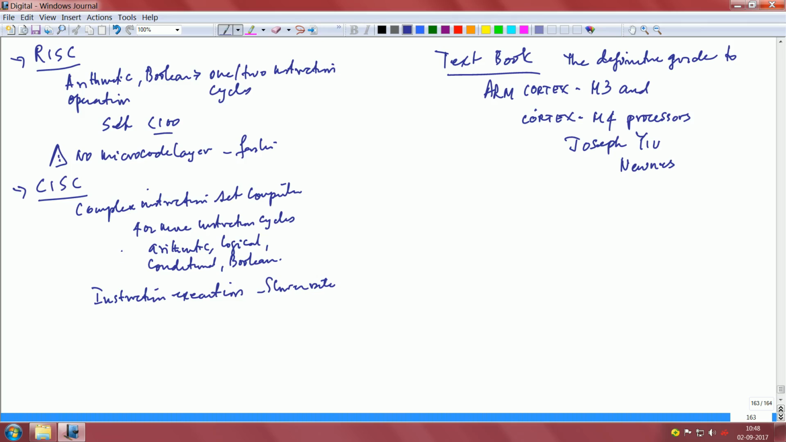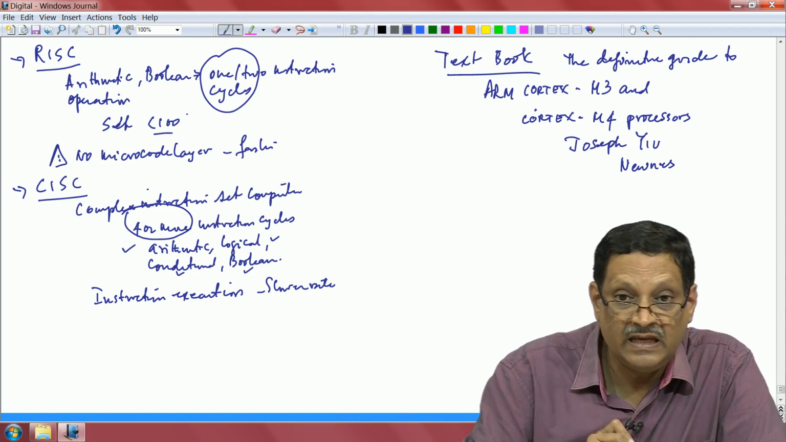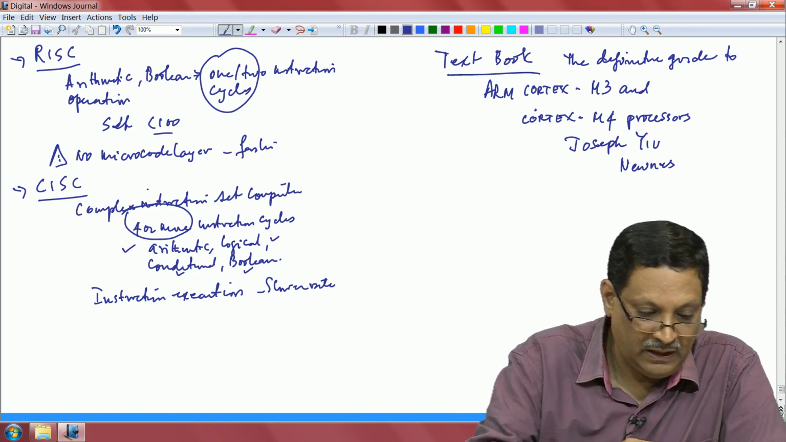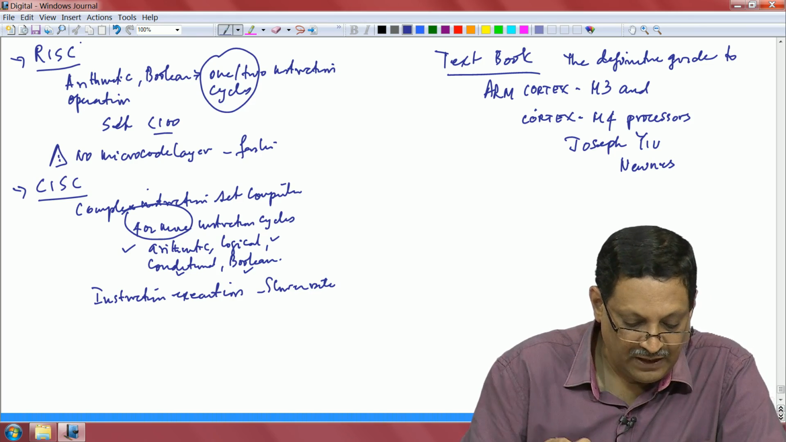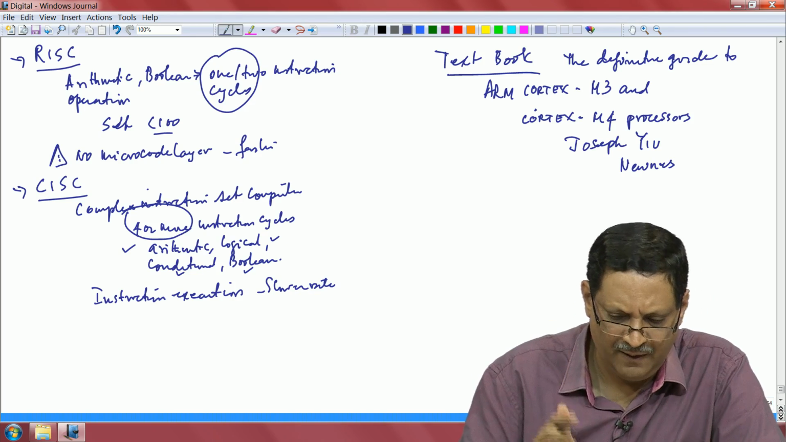Essentially, you are talking about arithmetic, logical, conditional, boolean and so many instructions which a processor has to execute. The question is whether it is done in 1 or 2 instruction cycles, or in multiple cycles. If you look at RISC, they can do it in 1-2 instruction cycles, and the instruction set itself is typically less than 100. Whereas CISC, complex instruction set computer, as against reduced instruction set computer, takes 4 or more instruction cycles. I am just giving you a very general idea, okay.